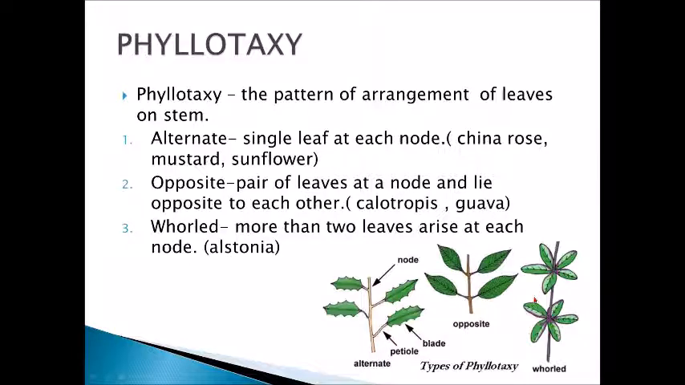Here you can see from a single node more than two leaves are arising. So here from this node 5 leaves are developed. From another node again 5 leaves are developed. This forms a whorl-like arrangement, and that is why it is called whorled type of arrangement. So the example is Alstonia.